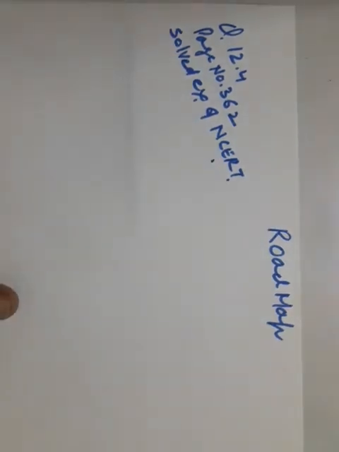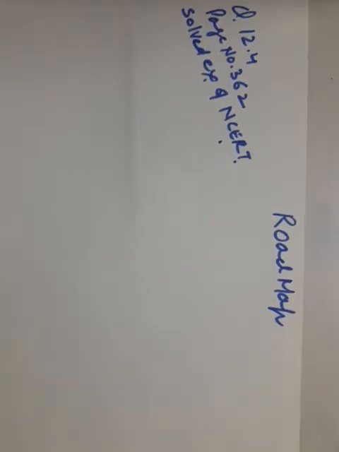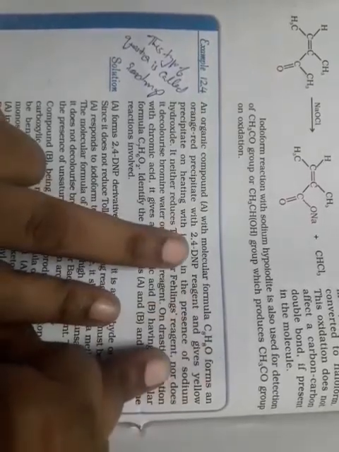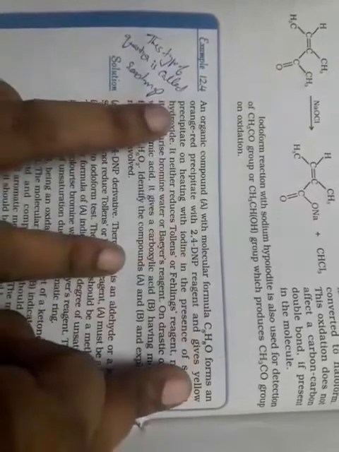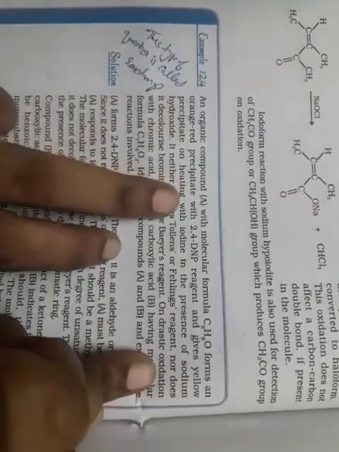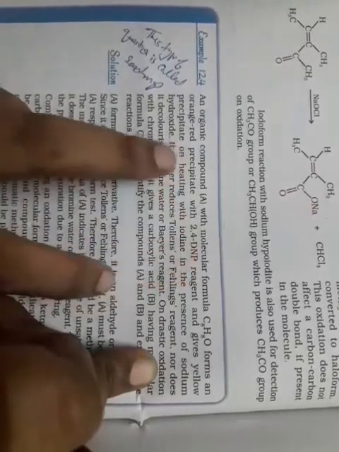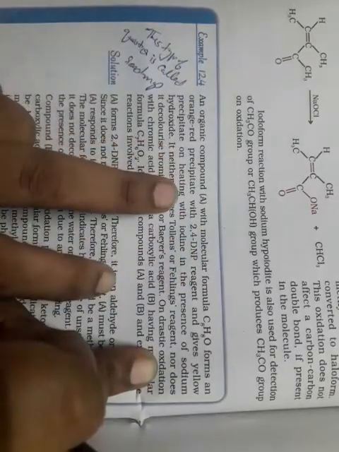So let's start. In the question it was given that a compound having molecular formula C8H8O forms orange red precipitate with 2,4-DNP reagent. That means this compound will be an aldehyde or ketone because it gives the 2,4-DNP test. Then it gives yellow precipitate on heating with iodine in the presence of sodium hydroxide. That means it has a methyl ketone group, CH3CO group, because the iodoform test is given only by methyl ketones.